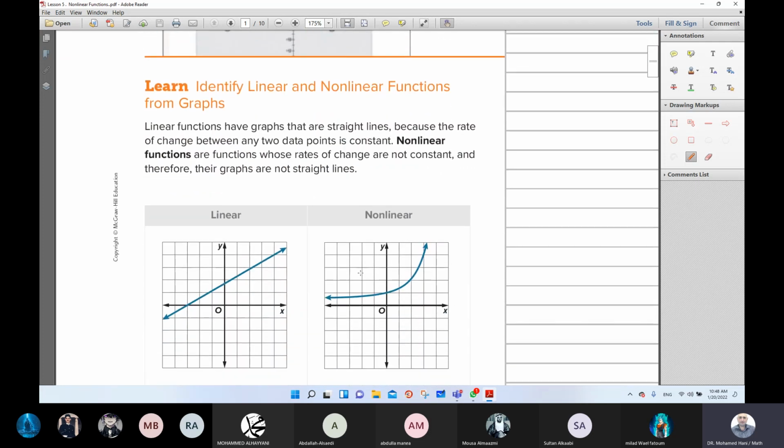The first idea in this lesson: identify linear and nonlinear functions from graphs. Linear functions have graphs that are straight lines because the rate of change between any two data points is constant. Nonlinear functions are functions whose rates of change are not constant, and therefore their graphs are not straight lines.